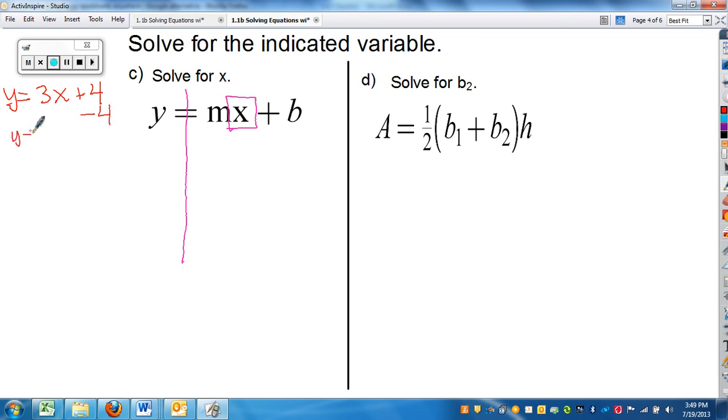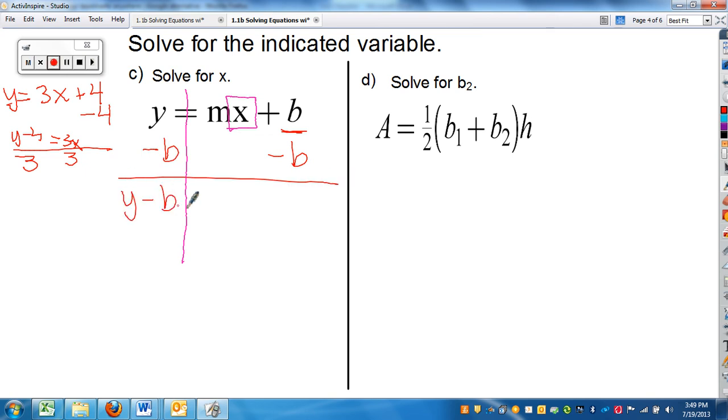So you get y minus 4, or if you had a number here, you subtract 4. It goes 3x, and then you divide by 3. Same concepts here. The 4 is the b, so I'm going to move the b first. It's plus b, so the opposite of adding b is minus b. So I have y minus b equals mx.